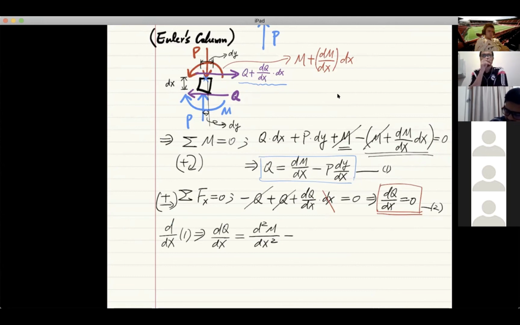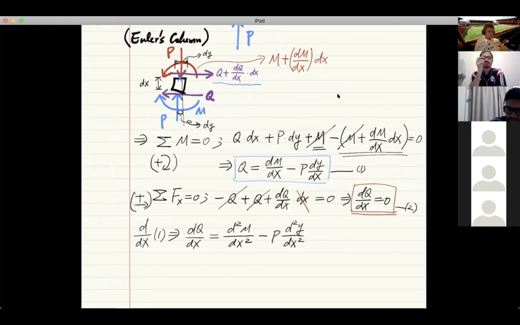And what happens to the third term? That's just p times the second order derivative of y with respect to x, right? So that becomes just d squared y over dx squared. Like this. And what do we know from equation 2? This whole thing must be 0. So this is 0. Now we look at this.